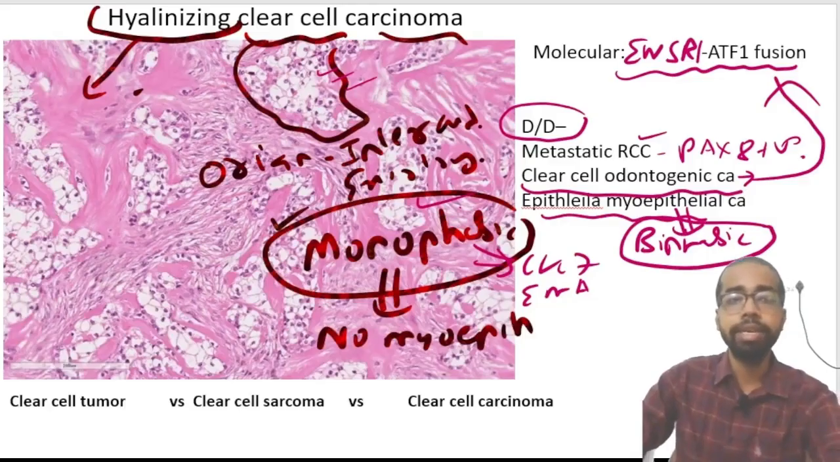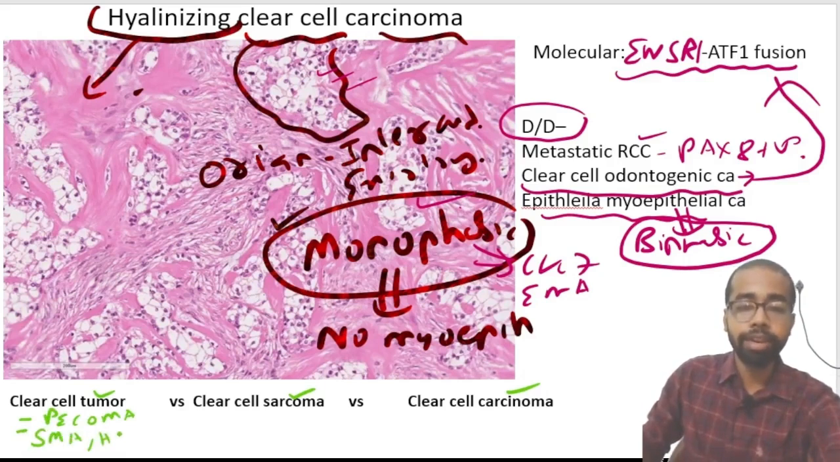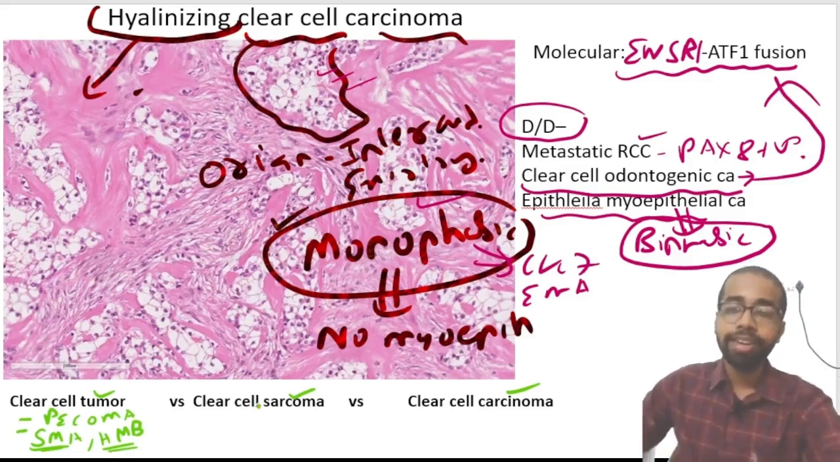I will summarize a few terms which I used to get confused in my residency. Clear cell tumor, clear cell sarcoma, clear cell carcinoma. What is this? Clear cell tumor is nothing but PEComa, perivascular epithelioid cell tumor. So what will be the marker? It will be a myomarker and a melanocytic marker: SMA, HMB. Or remember the sugar tumor you get in lungs? The same clear cell tumor, PEComa. You can get it not only in lungs, but in any other sites.